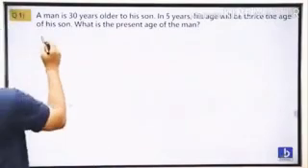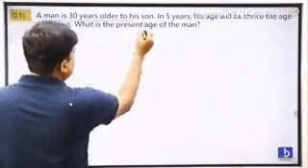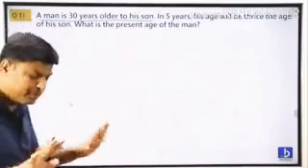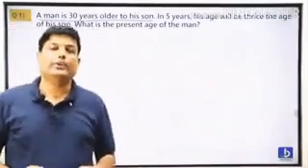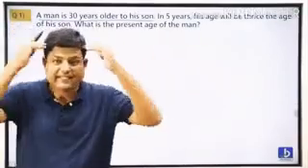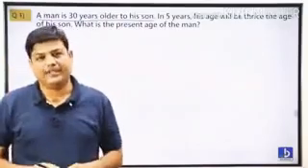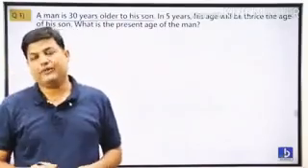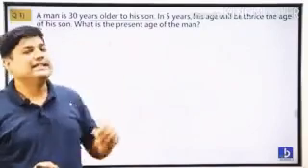He told you, first statement, a man is 30 years older than his son. Stop there only. Many people read the whole question and get confused. So we should not read the whole question. We should read the chunk of data. What's the data given to you? A is 30 years older than his son.